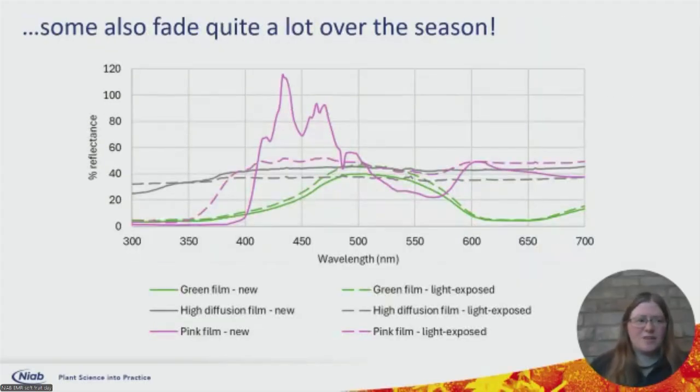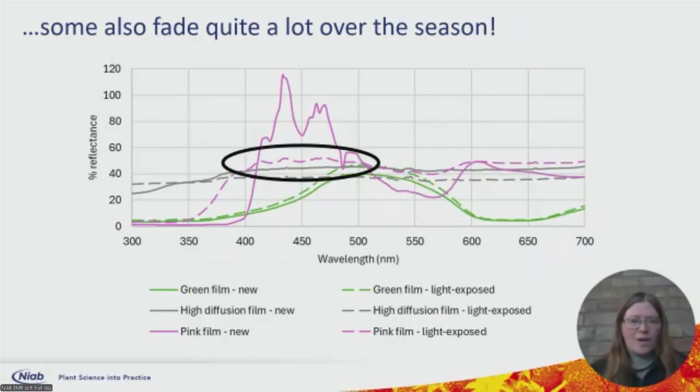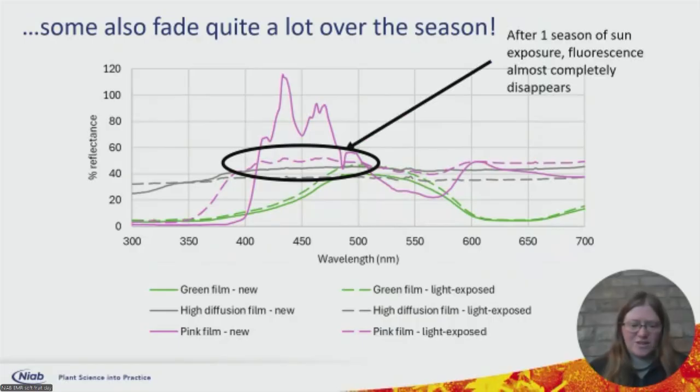We hung these things up along the edge of this polyhouse in 9 metre sections, and then we took samples of the film at the end of the season and tested their appearance again. The high diffusion and the green remained fairly consistent, but with that pink film, it faded significantly. Those fluorescent particles that were making it bright had almost completely faded by the end of the season. So that's a consideration. This would need changing much more frequently.